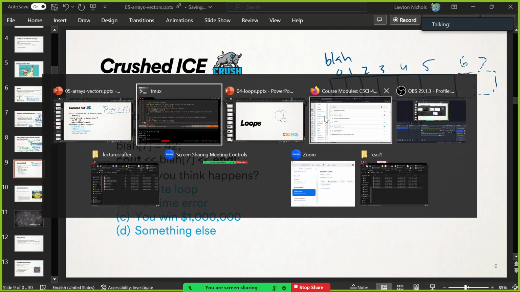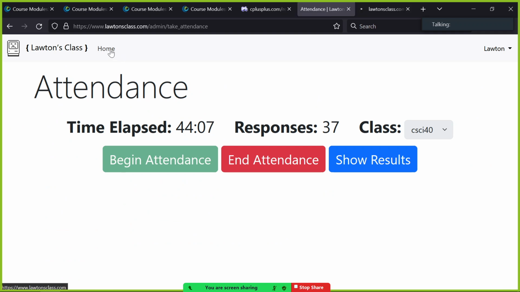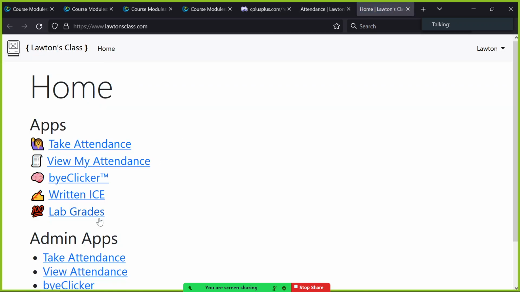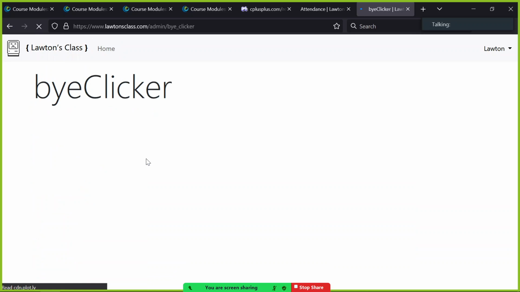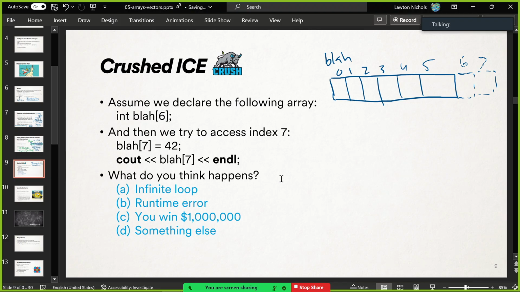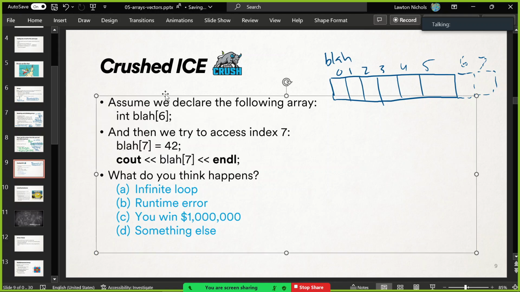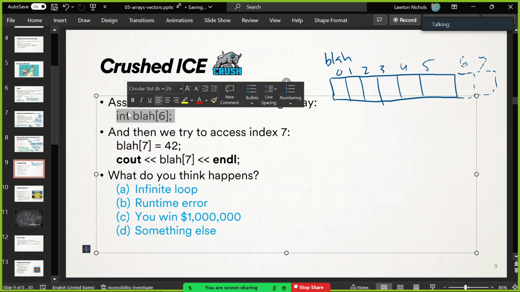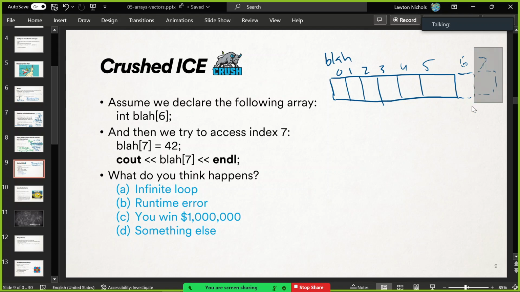Debate with your neighbor. I'll go to the clicker page and have you guys enter in, and I'll stop the attendance once this is done, so do that if you forgot. What do you think? Enter in your answer. What's going to happen if I run these lines after declaring blah like this? I'm accessing a ghost index. What should happen?